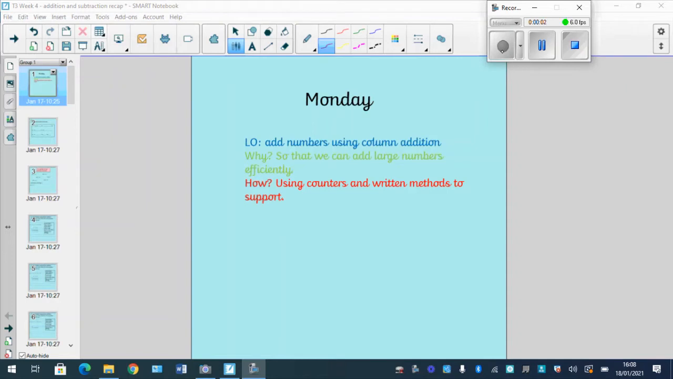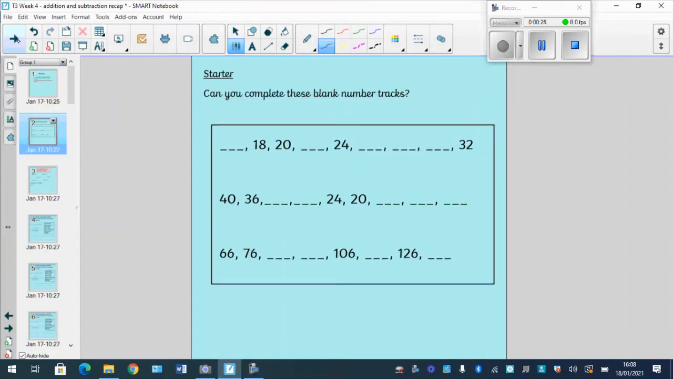Okay then boys and girls, this week, like we said, we're going to be recapping our addition, subtraction, multiplication and division skills, and today we're going to be looking at column addition. It's so that we can add larger numbers efficiently, and we might use counters and written methods to support us with that. But first of all, let's get our brains warmed up. Okay, let's see if you can complete these blank number tracks.